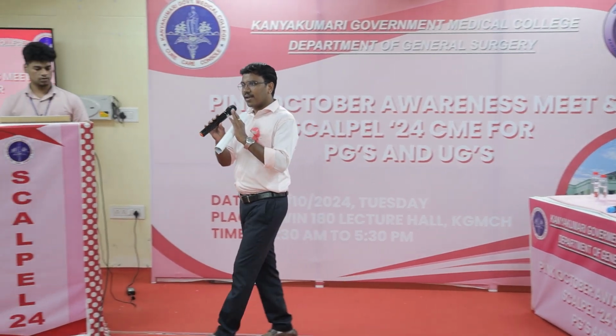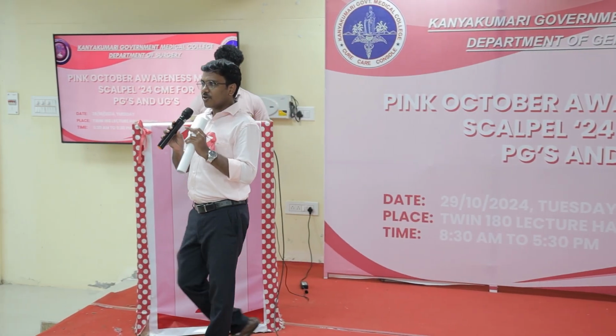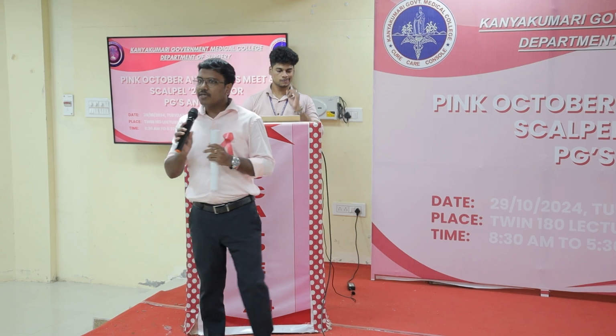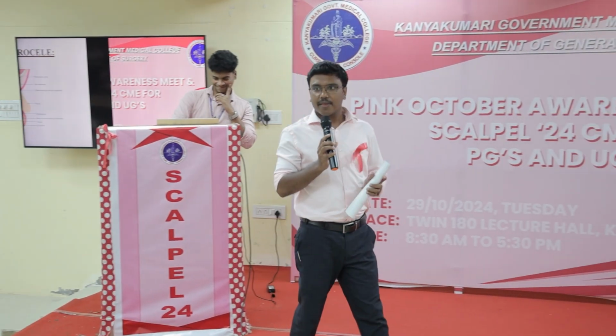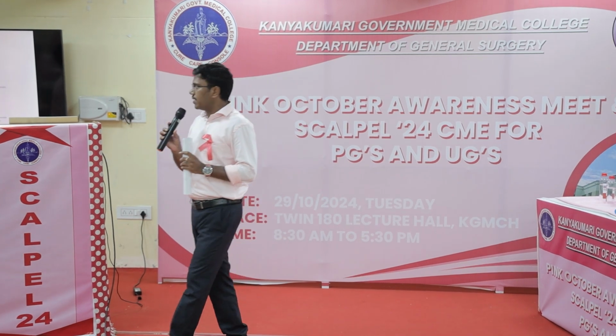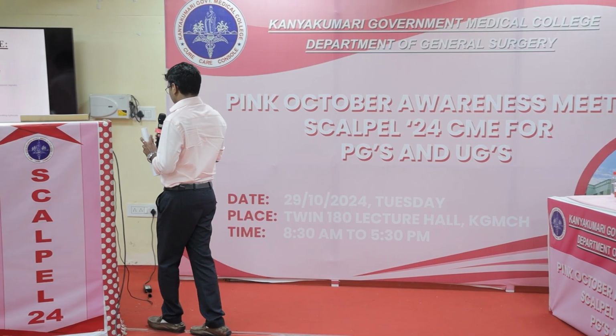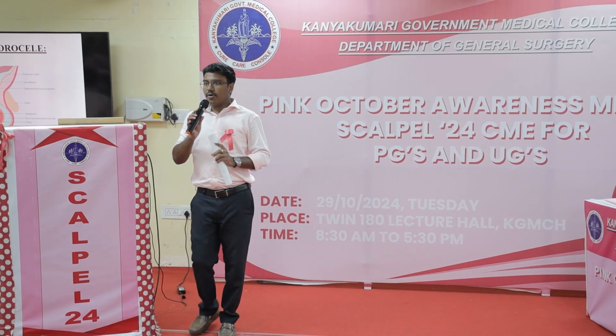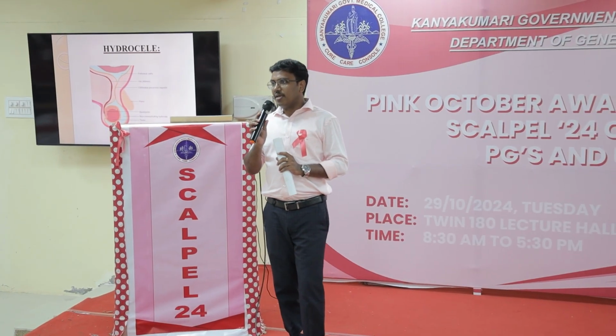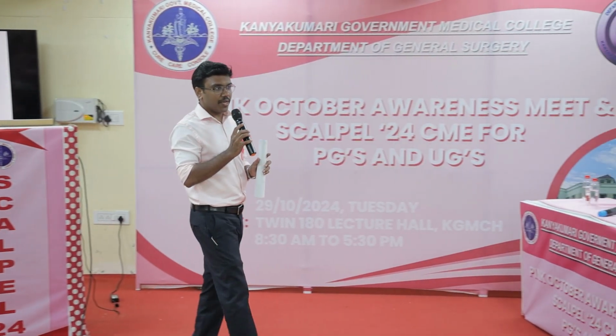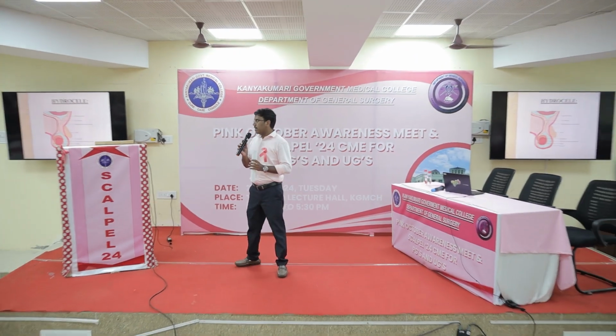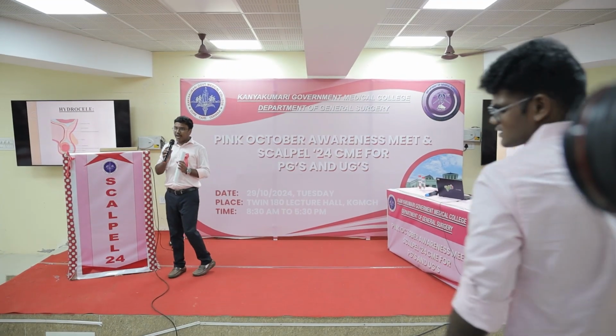So hydrocele. What is hydrocele? What is the definition of hydrocele? Hydrocele is a collection between the two layers of the tunica vaginalis. This is called primary vaginal hydrocele.